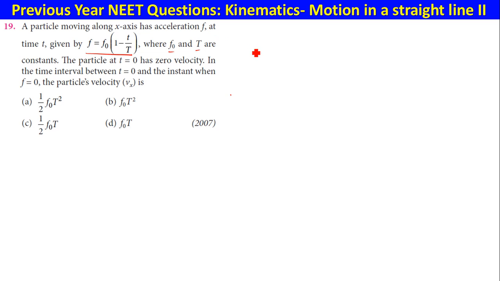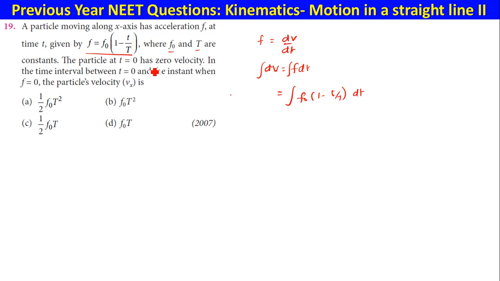Generally, acceleration a is equal to dv by dt. Here he has given acceleration as f, so dv is equal to f dt. If you integrate on both sides, you'll get velocity. That's what he's asking for, isn't it? Now, what is f here? f is nothing but f naught into (1 minus t by T) into dt.